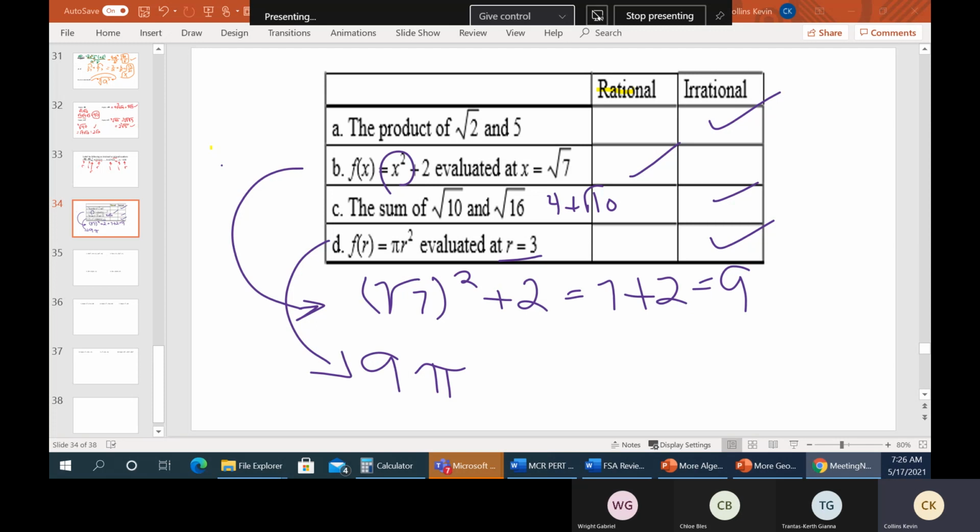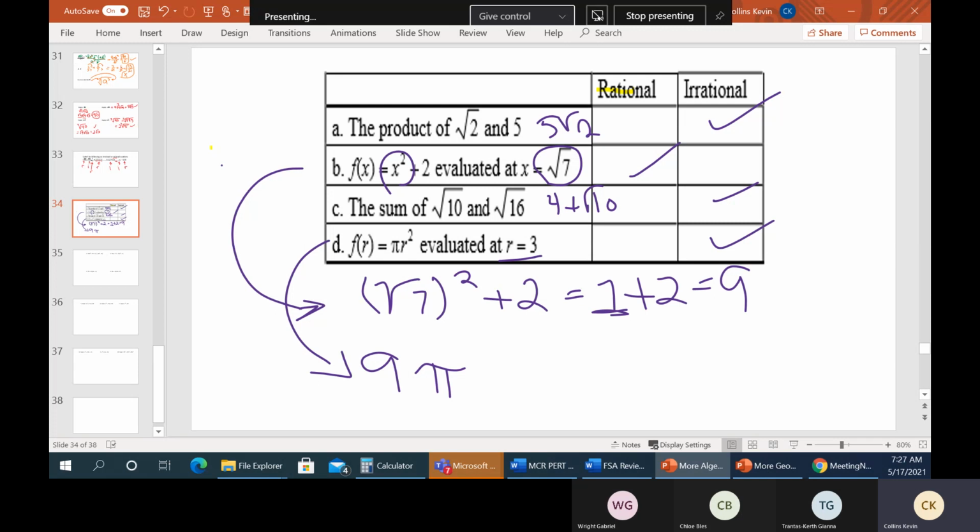So again, if you have something and your final answer has a square root in it that you can't get rid of, like in the first one here, we had 5 times the square root of 2. Okay, we can't get rid of the square root of 2. That means it's irrational. Here we could get rid of the square root because when you took the square root of 7 and squared it, we just got regular 7. Okay, so we got rid of the square root there.